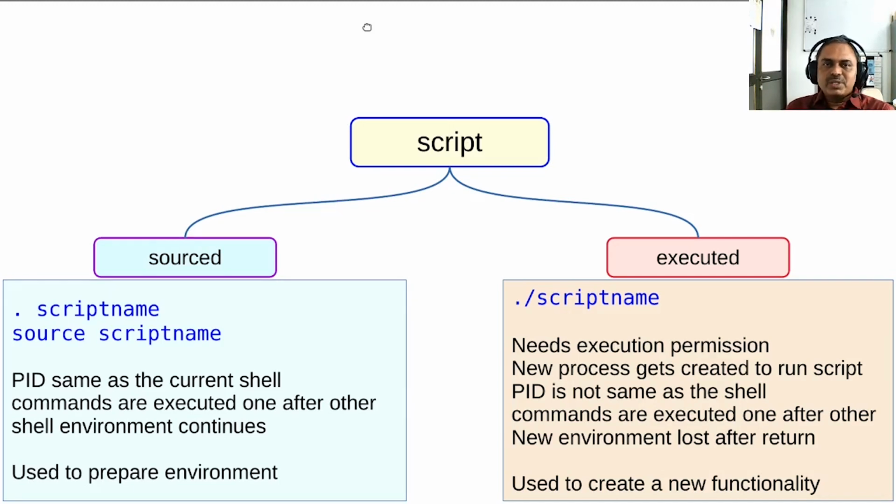Now, when you have executable script files, the situation is slightly different. The shell would actually launch a child shell within which that particular code will be executed, which means that the process ID of the shell executing the script would be different from the parent shell which has launched it. Once the execution is completed, control will be returned back to the parent shell, which means that any environmental changes done in the executed script will be lost. Usually executed scripts are meant not to change the environment but to create new functionality. So watch out for these two intentions of the scripts before you go on to try them out.